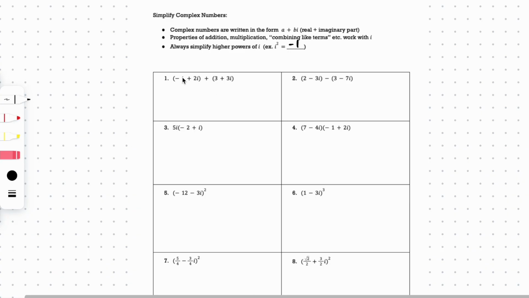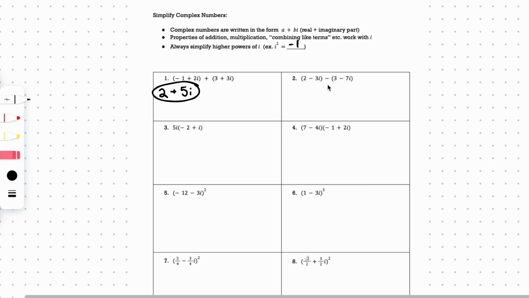Okay, so let's start with this first problem. We're going to add these two. So I'm going to just combine like terms. Really, in this case, we're not subtracting. We don't really need these parentheses. So I'm going to do -1 plus 3. Right, we're combining like terms. -1 plus 3 is 2. And then I'm going to do 2i plus 3i. That's going to be the same as 5i. And it's that simple. We don't really have to do all that much.